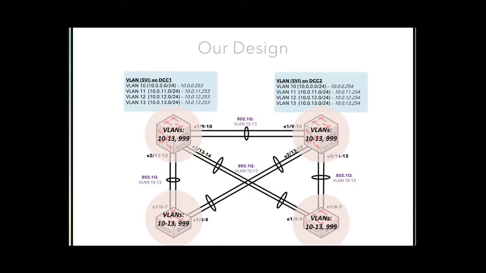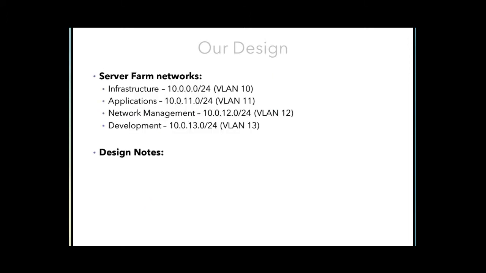Let's talk about this design a little bit further. Our network will consist of 4 production server farm networks. These server farm subnets and their descriptions are listed below. We will have an infrastructure server farm, one for applications, network management, and development. Each of those networks will be associated to their own VLAN. And these VLANs will be added on all of our data center switches since we are using VTP transparent mode.